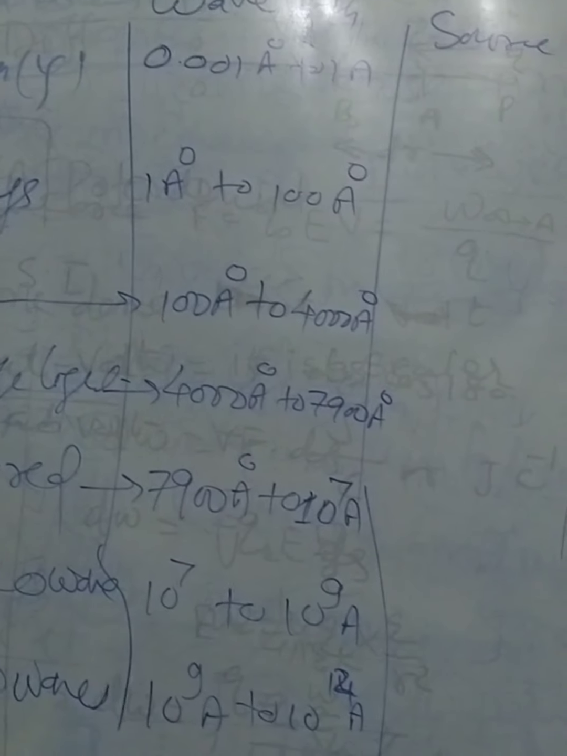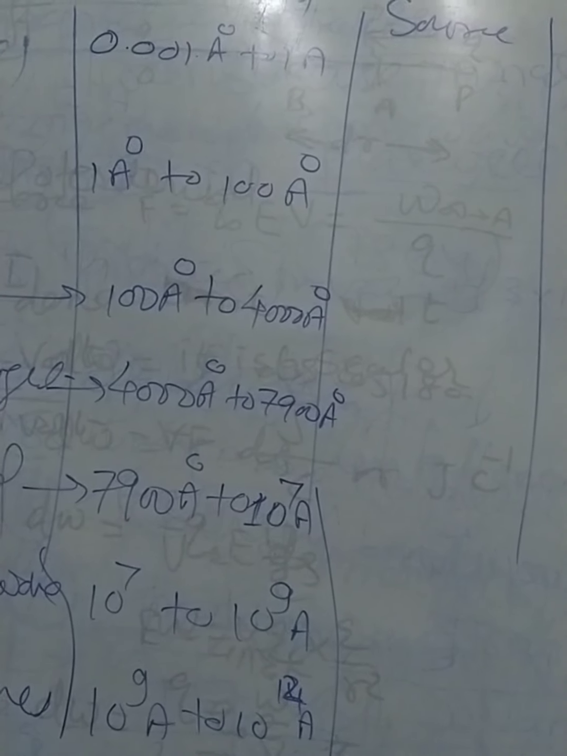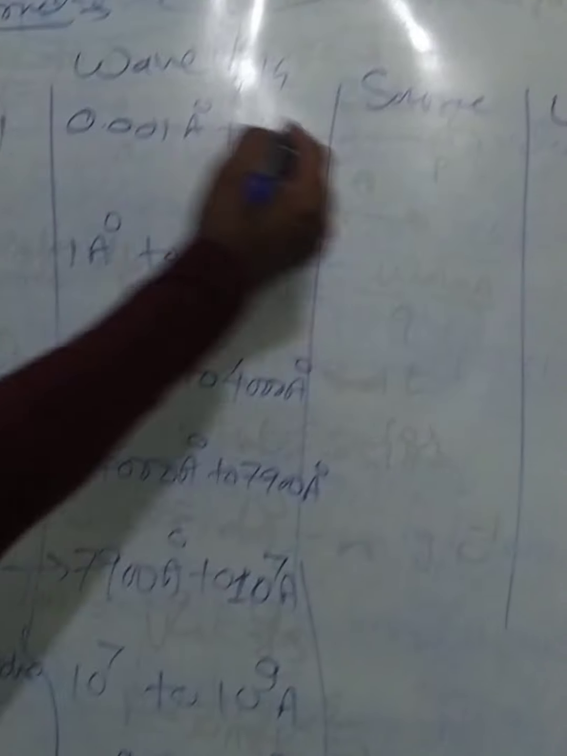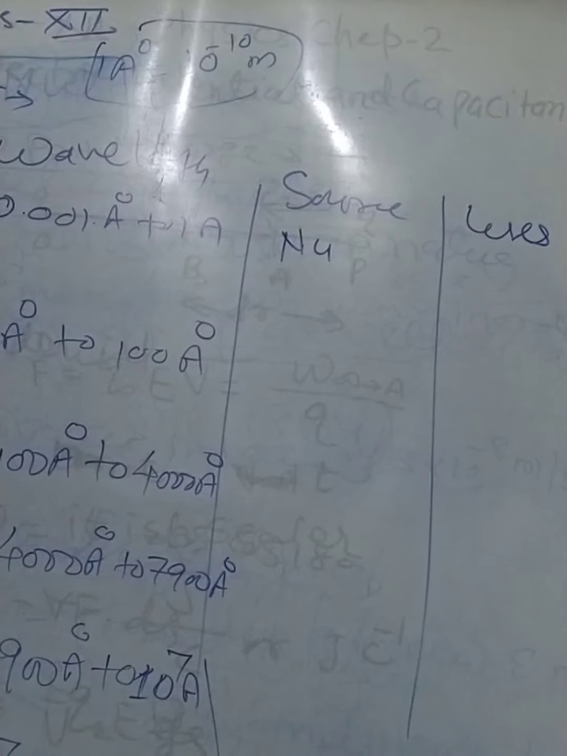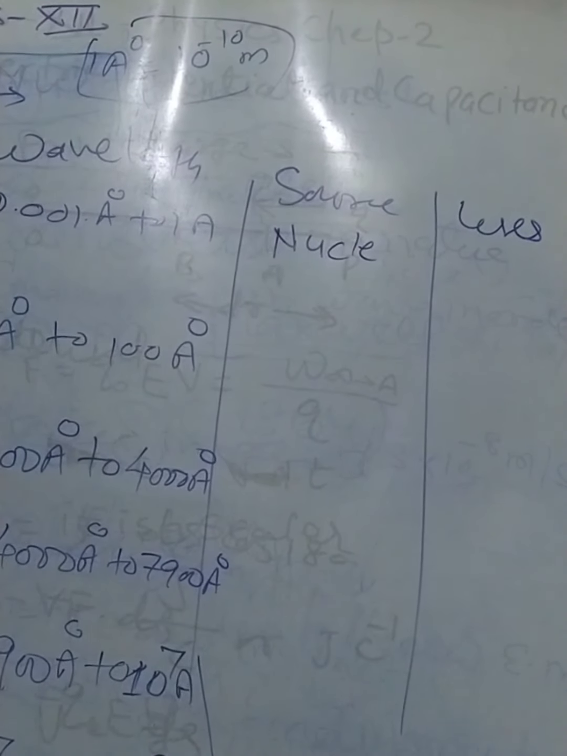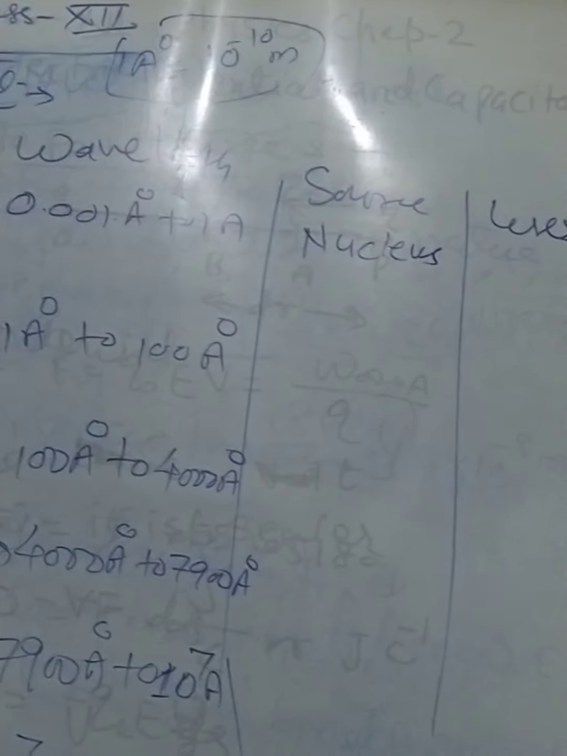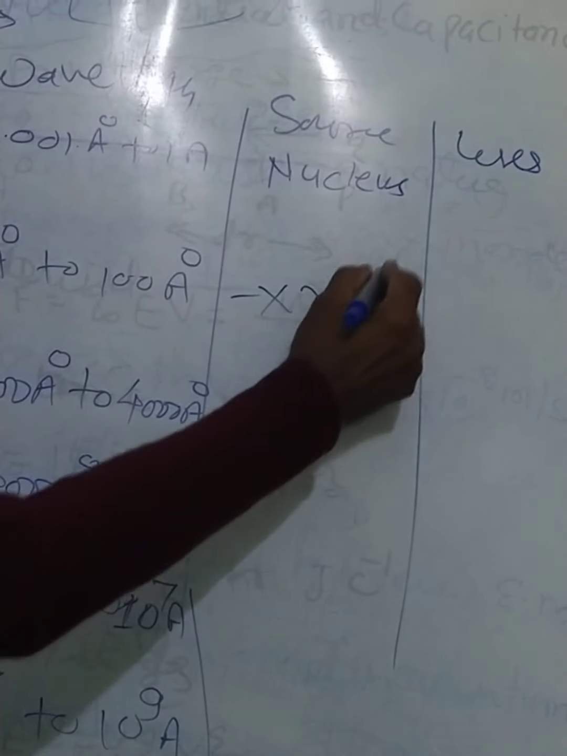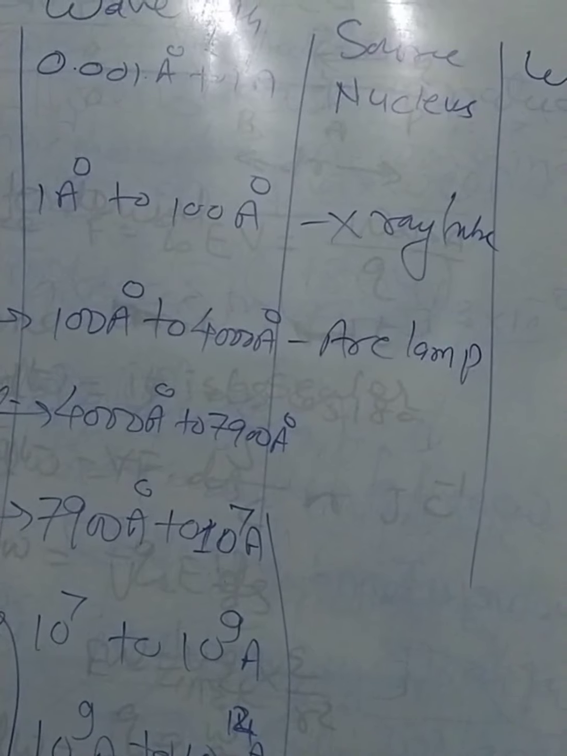And now we will talk about the source, from which they are produced, their source of production. They also ask this question. The gamma rays are produced by the nucleus. Nucleus is the source. And X-rays are produced from the X-ray tube. So learn this source also. And now the UV rays are produced from the arc lamp.